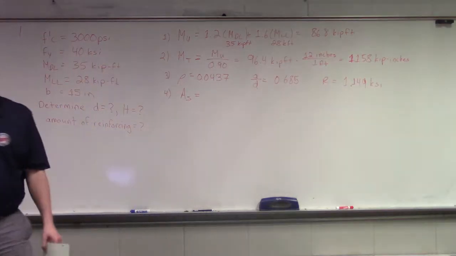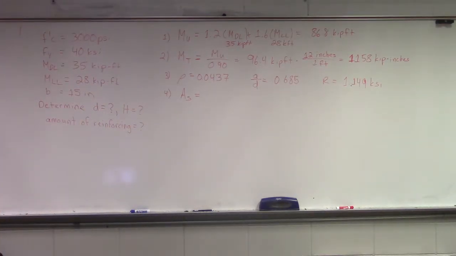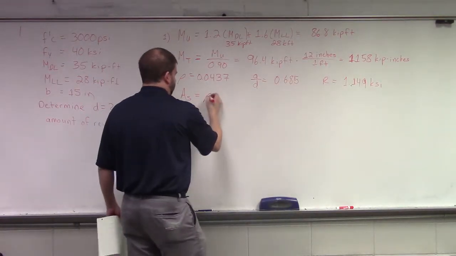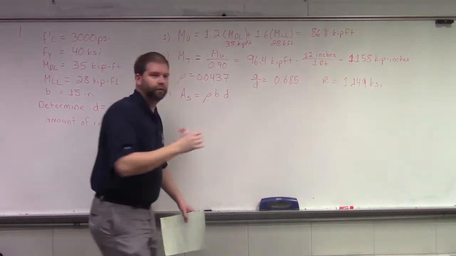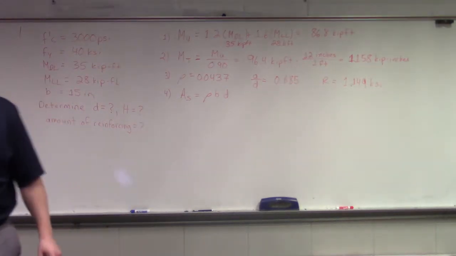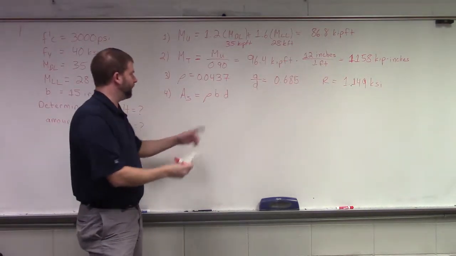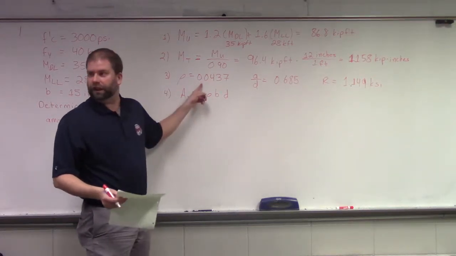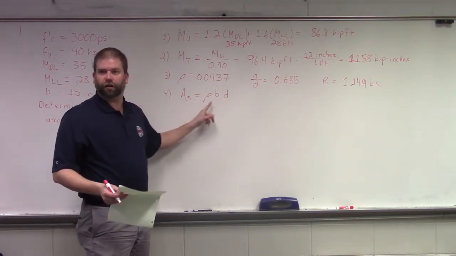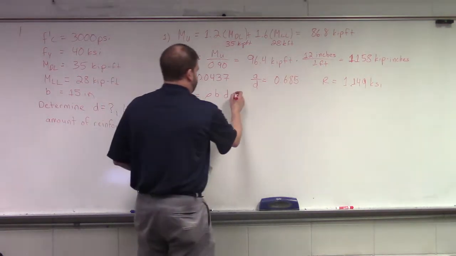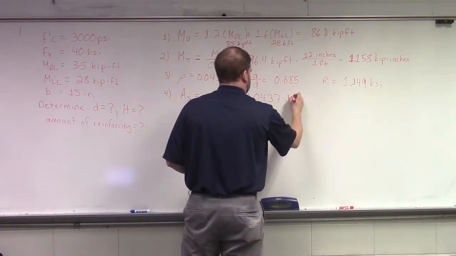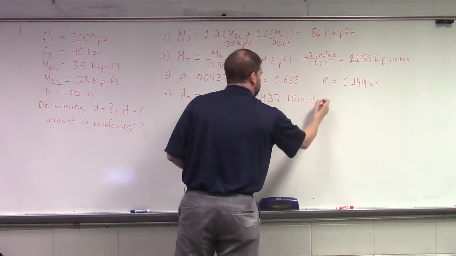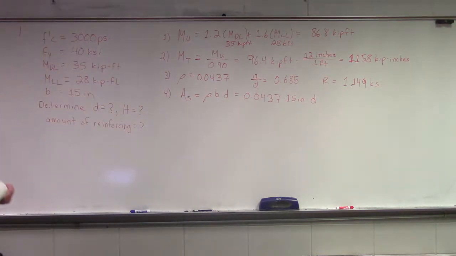So what's the equation for the area of the steel? Do you remember? Our percentage of steel times the width and the depth of the beam itself, right? We're taking whatever percentage of steel we need and multiplying it by the cross-sectional area of the beam. That tells us the area of our steel. Okay, so do we have d though? We don't know d currently.